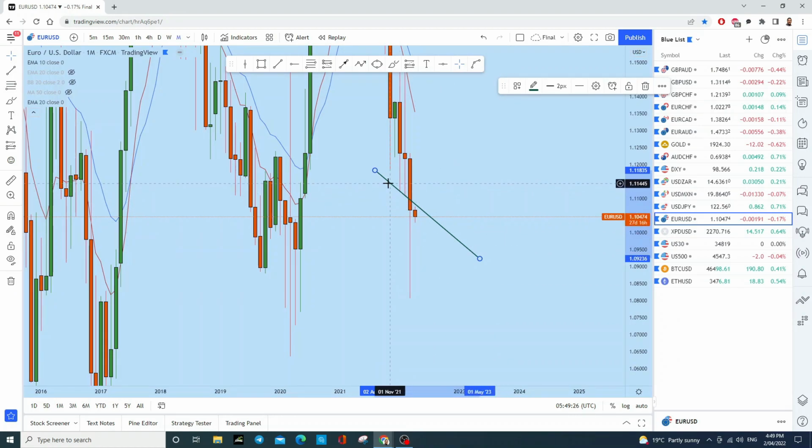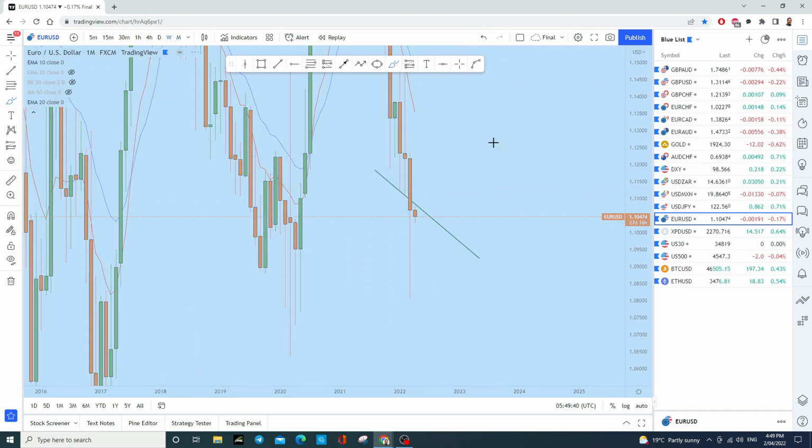Now we see this is the trend line that I have drawn from this monthly long wick. There is a support here, and also it could act as a resistance. So we might see primarily a drop from here. So EUR/USD is bearish on the weekly.